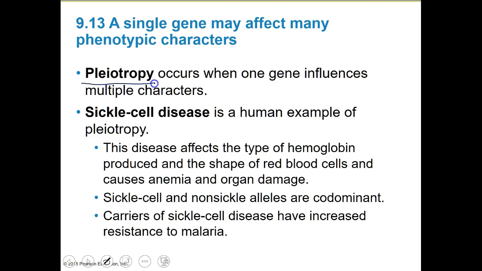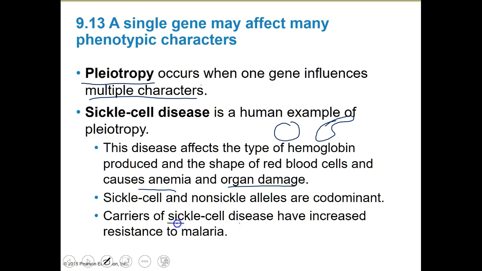Pleiotropy. So here's a new thing. Pleiotropy occurs when one gene influences multiple characteristics. Sickle cell is an example of that. It affects the hemoglobin produced. It takes a nice pretty cell and makes it kind of sickle shaped. And in doing so, it will cause anemia, organ damage, blood clots, all that kind of stuff, which means that we're getting more than one influence.